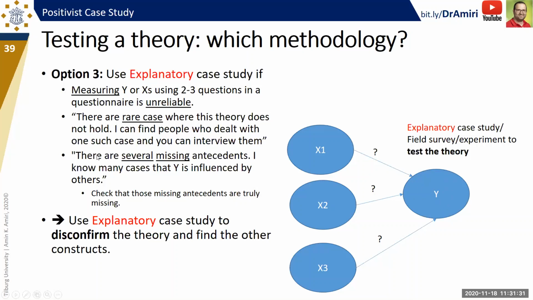Or the supervisor says that, oh, there are several missing antecedents here. We have X10, X9 that are not mentioned here. In these cases, you go for an explanatory case study, and your goal is to disconfirm the theory. So you would say that, oh, there are missing constructs here, or these relationships do not work. This is your goal.